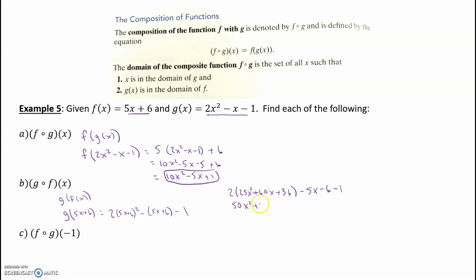All right, 50x squared plus 120x plus 72 minus 5x minus 6 minus 1. And then you combine like terms. We got 50x squared plus 115x and plus 65. That's where I was getting it. And you're done. I'm going to pick up part 2 and finish off these notes. Sorry, I didn't know it would take so long.